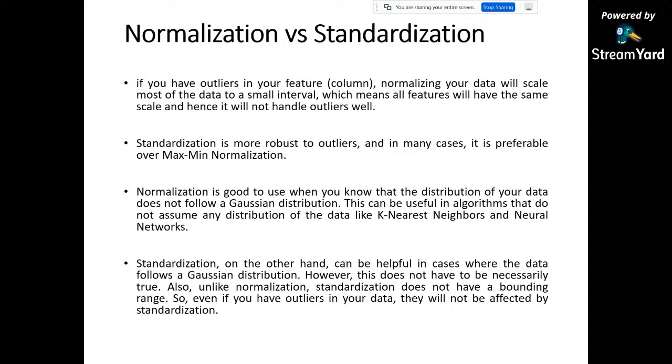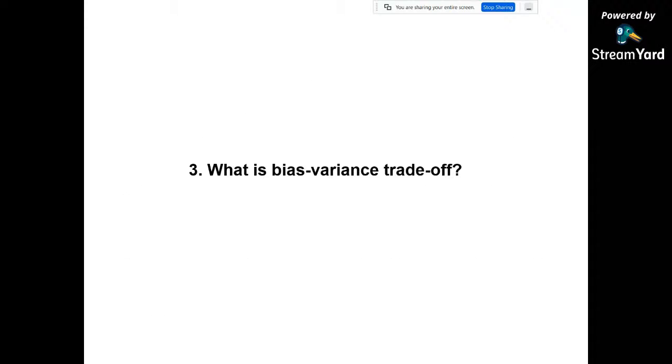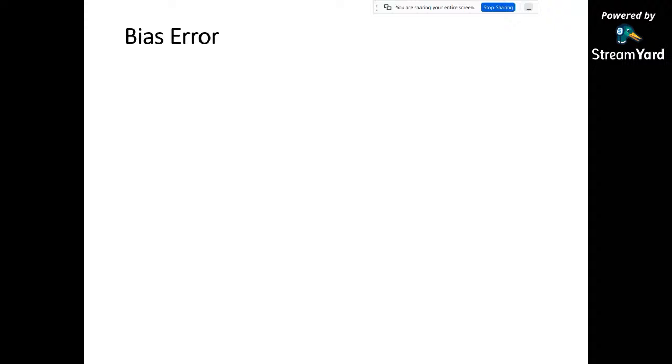So that's all about normalization versus standardization. Let's discuss another question: what is the bias variance trade-off? To understand the bias variance trade-off, you should know what bias error is and what variance error is. So let's understand what bias error is.